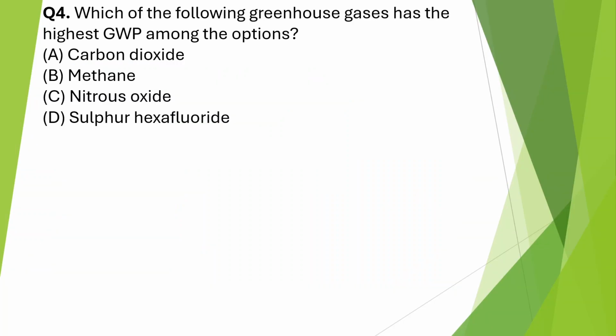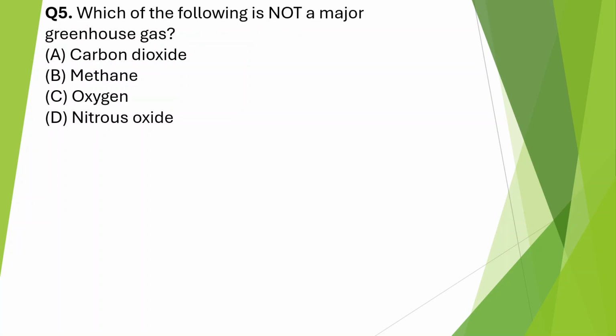The correct answer for this particular question, question number 4, is option D, sulfur hexafluoride. It is having a global warming potential of nearly 24,000, if you compare it with that of carbon dioxide, which is having a global warming potential of 1. So all of you have marked the correct answer, option D. So let us move to the 5th question.